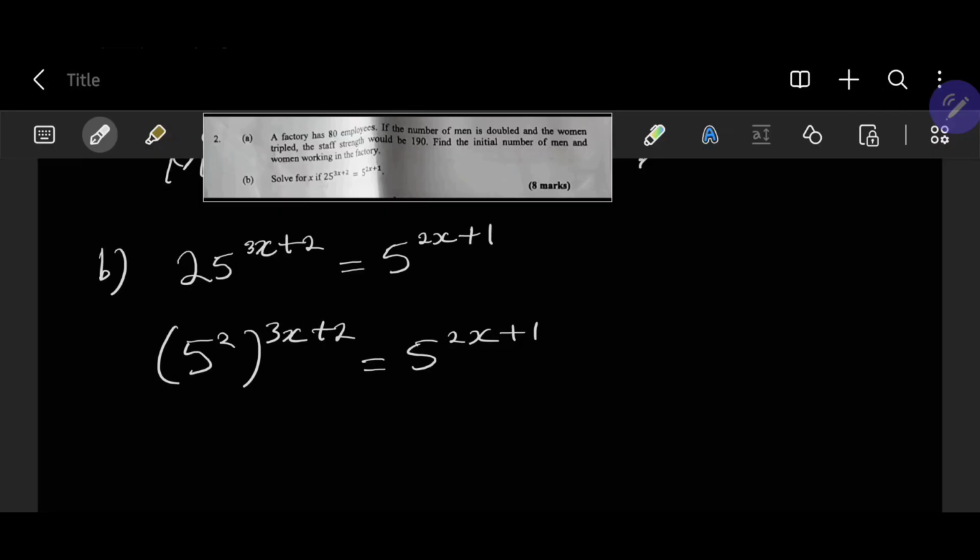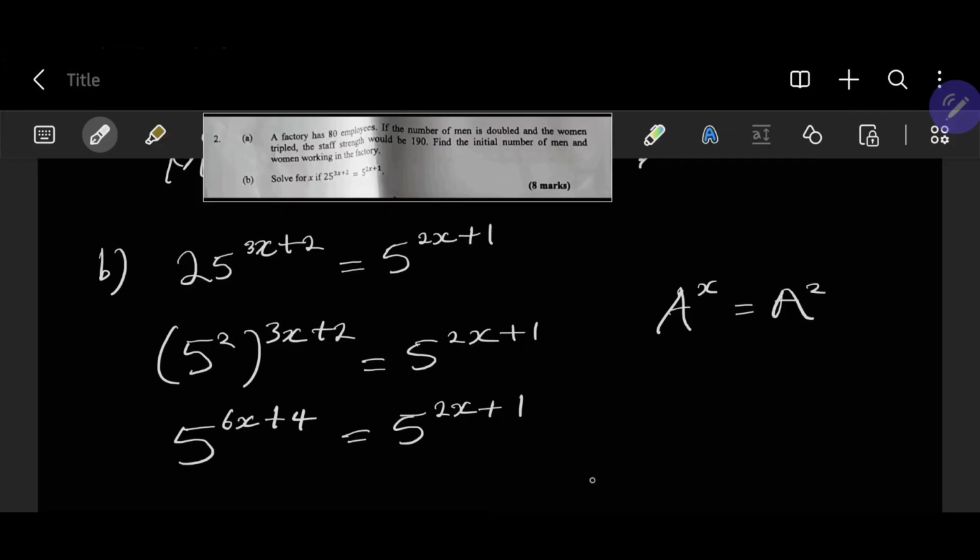So if I open the bracket, what I'm going to have is 5. You have 2 times 3x, which will give you 6x, and 2 times 2, which will give you 4. So we have 5 raised to the power of 6x plus 4 is equal to 5 raised to the power of 2x plus 1.